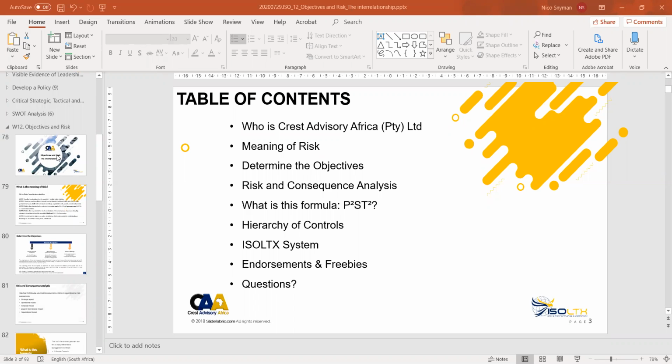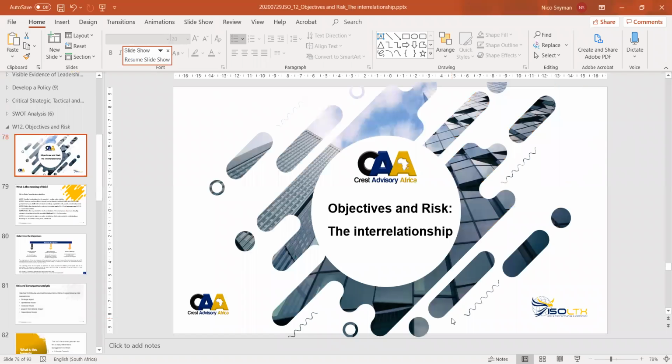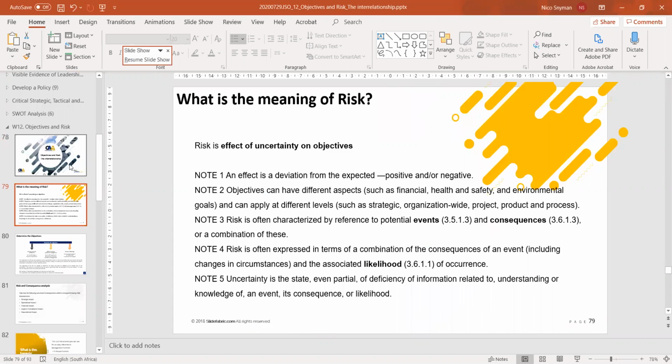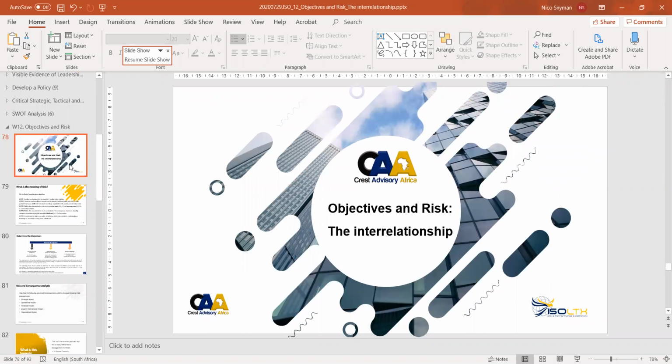So we are in week 12. So we are going to be speaking about the objectives and risks and the interrelationship. I want to ask you firstly, what is the meaning of risk? Risk is a simple word, but what is the meaning of risk? There's a lot of various understandings of risk, and people don't always know what is the focus of risk.